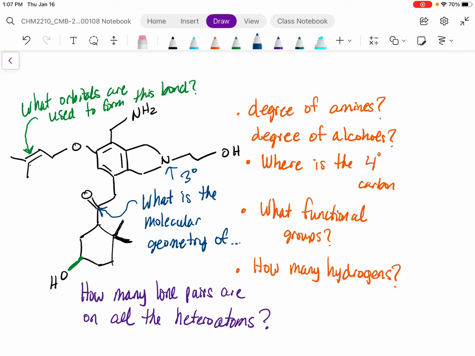Nice. Do we have any other amines? Yes, this one right here. What type of amine is that? That's a primary amine because there's only 1 carbon.